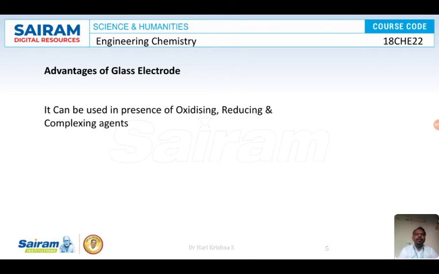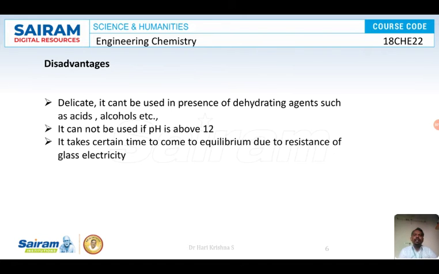This glass electrode can be used in the presence of oxidizing and reducing agents and also complexing agents, but it cannot be used if the pH of the solution is more than 12. It also cannot be used in the presence of dehydrating agents such as acids and also in the presence of alcohols, because the membrane is very sensitive.